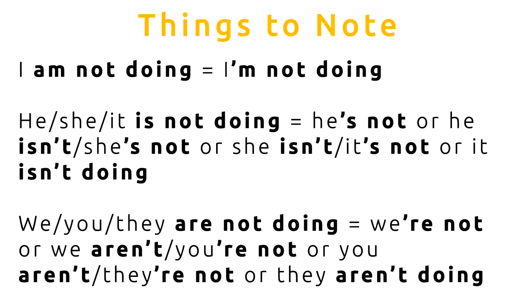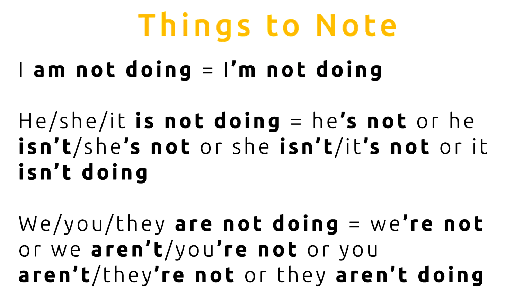So in this case, we can contract either the subject and the verb, he's, or we can contract the verb and not to become isn't. So we can say, he's not doing that, or he isn't doing that. The meaning is the same. Similarly, she's not or she isn't. Or we can say it's not or it isn't doing something.